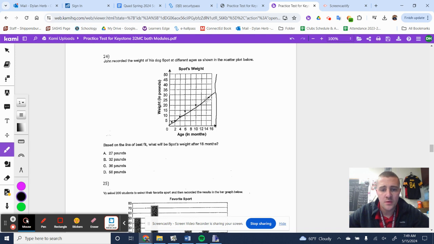And if I follow these points, it's going to be somewhere in this range right here, which if I look across the graph, it's slightly above 30. But definitely not above 35. So that number would be B, 32.